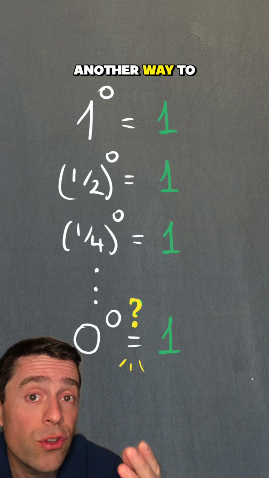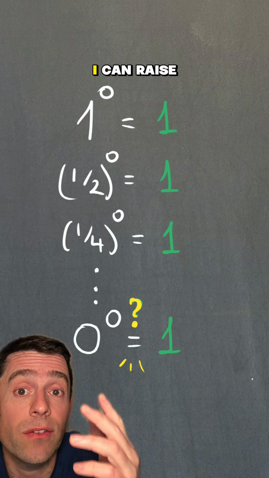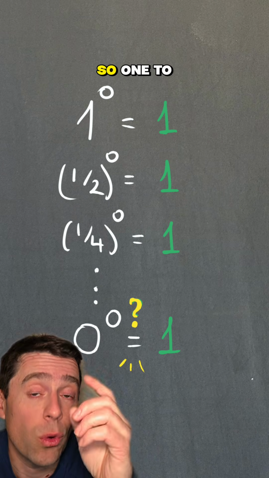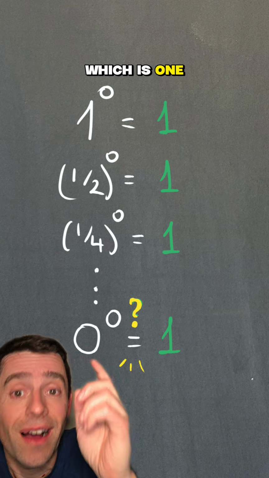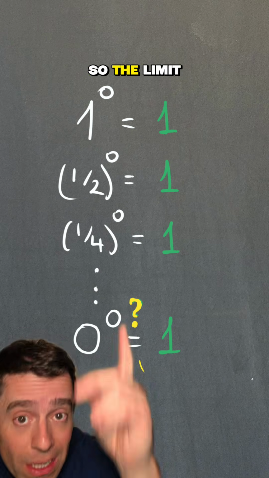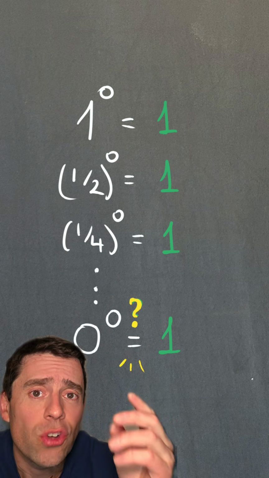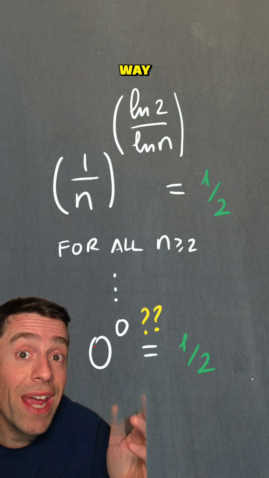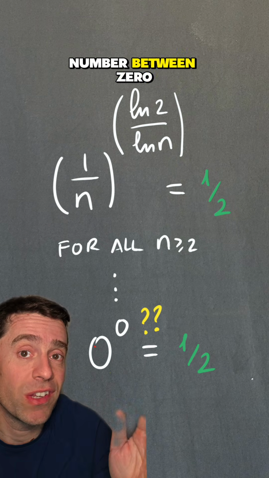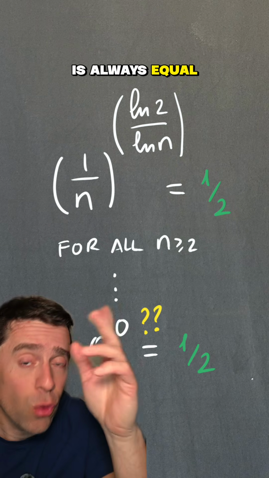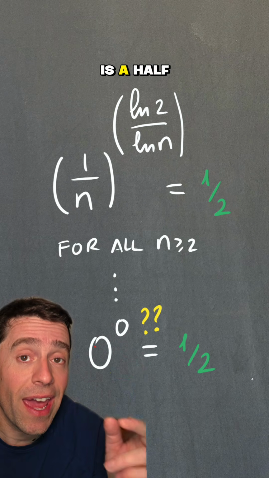But here's another way to approach 0 to the 0. I can raise numbers to the 0th power and let that number go to 0. So 1 to the 0, which is 1, a half to the 0, which is 1, a fourth to the 0, which is 1. So the limit of that sequence is 1. So it doesn't agree. And you can approach 0 to the 0 in such a way that the limit can be any number between 0 and 1. For example, the sequence that I wrote above is always equal to a half, so the limit is a half.